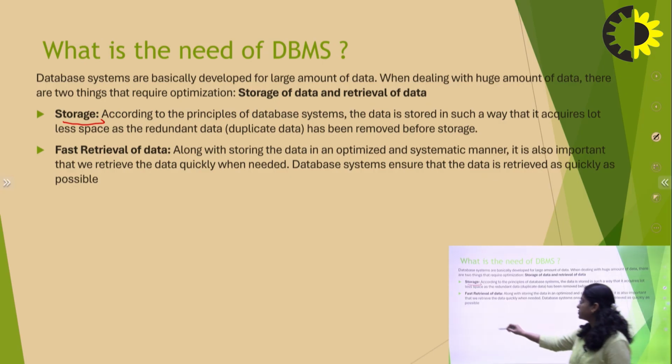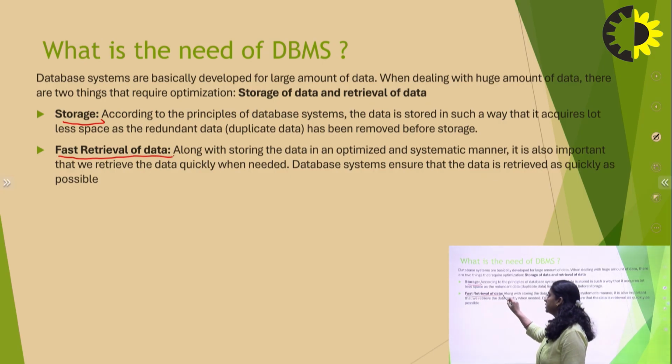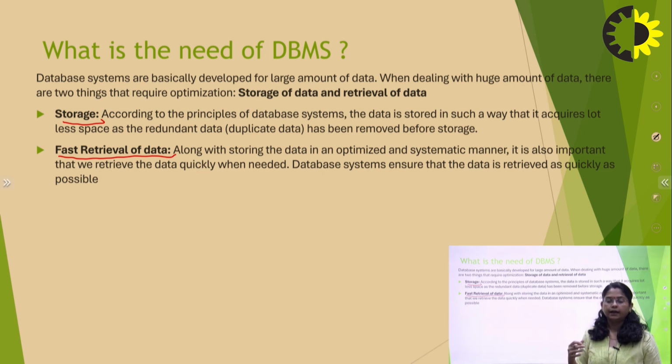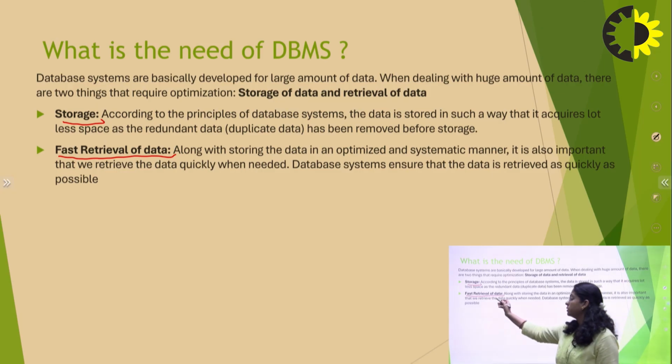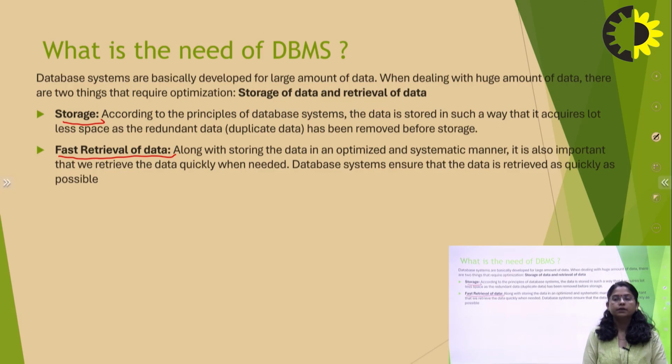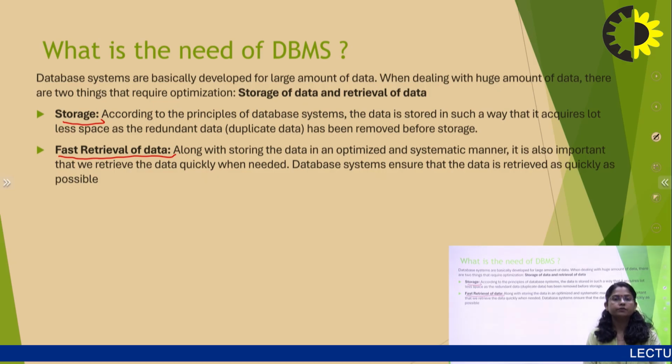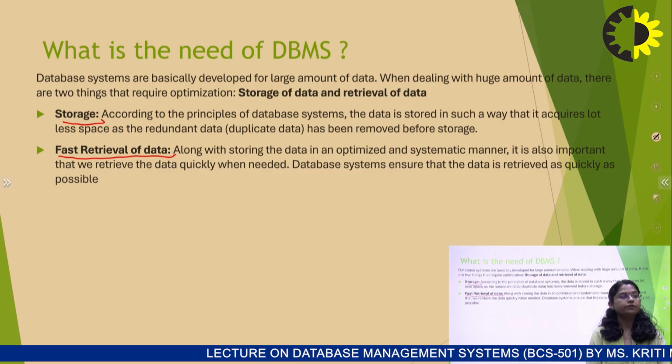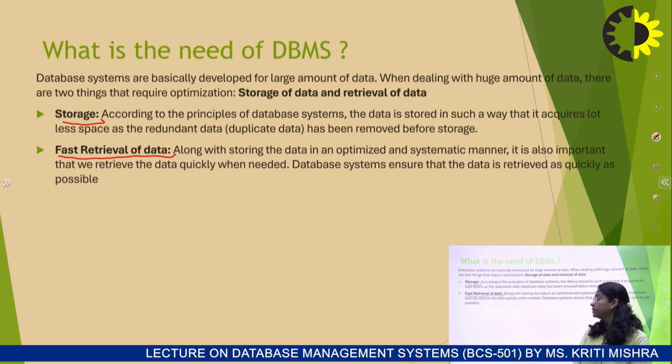And why fast retrieval? Why are we storing data? So that we can fetch data, process it and make some information. Faster retrieval is important because each and every day millions and trillions of data are generated. So when we store data in a well organized way and remove redundancy, then only can we retrieve data faster and quickly. Along with storing the data in an optimized and systematic manner, we can retrieve data quickly when needed.